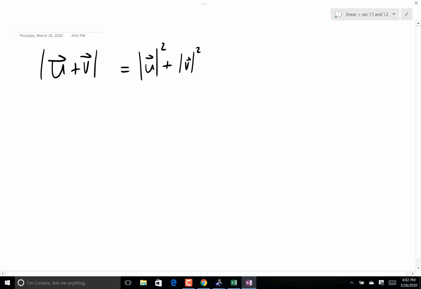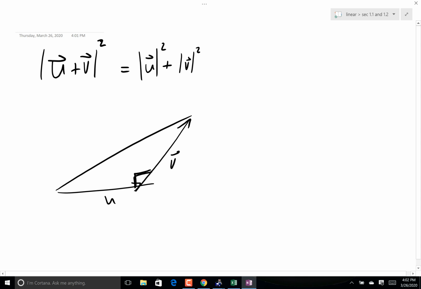If u and v, well, obviously if it's a right triangle, right? This side squared plus this. So if you think about this, this is not true in any other triangle like this, right? If this is u and this is v, then u squared plus v squared is not equal to that guy. This is only true if this guy here is 90 degrees, correct?